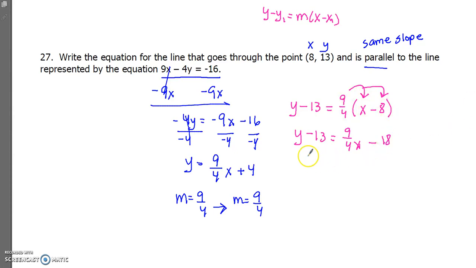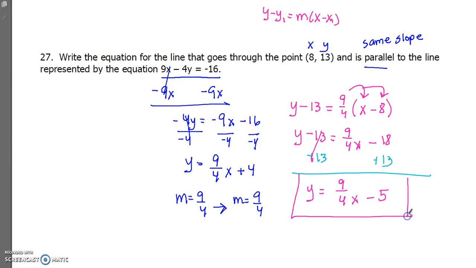And then I will add 13 to both sides. That leaves my y equals 9 over 4 x, and then -18 plus 13 would be a -5. So here's my equation that would be parallel to this one right here.